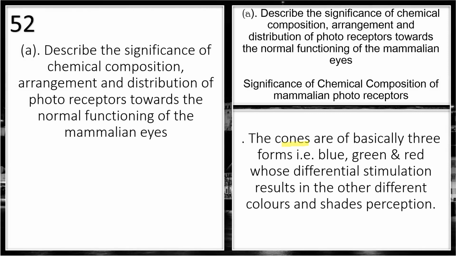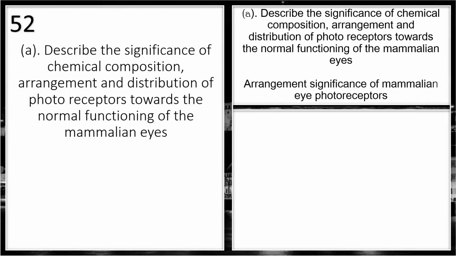The cones are of basically three forms: the blue, green, and red, whose differential stimulation results in perception of different colors and shades. Arrangement significance of mammalian eye photoreceptors.